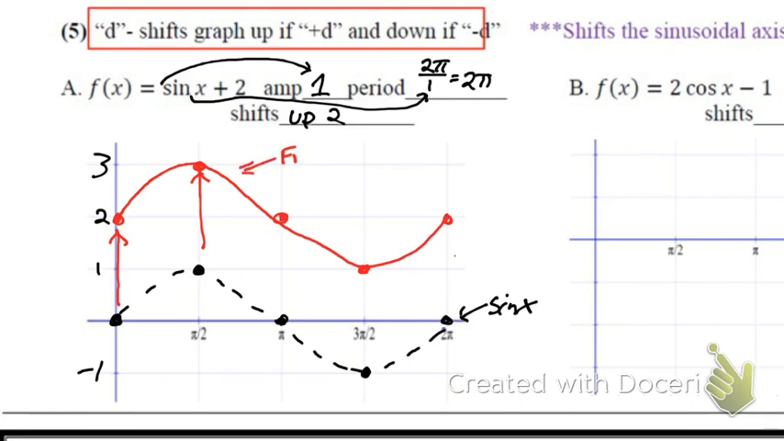And that is my final graph. Put a dashed line through it. That dashed line is your sinusoidal axis.